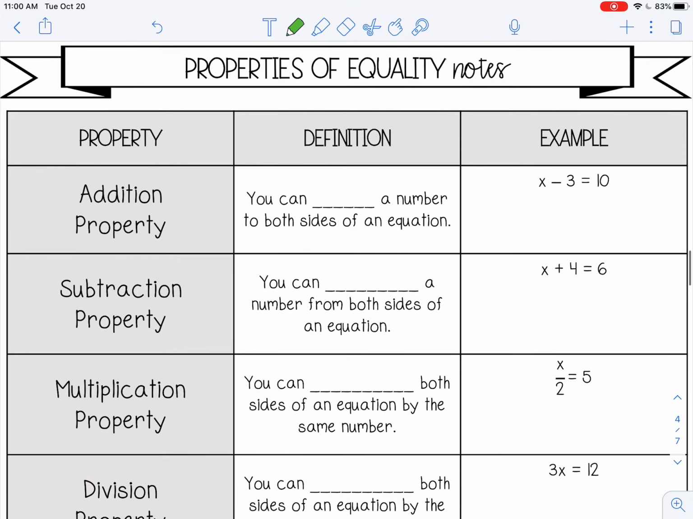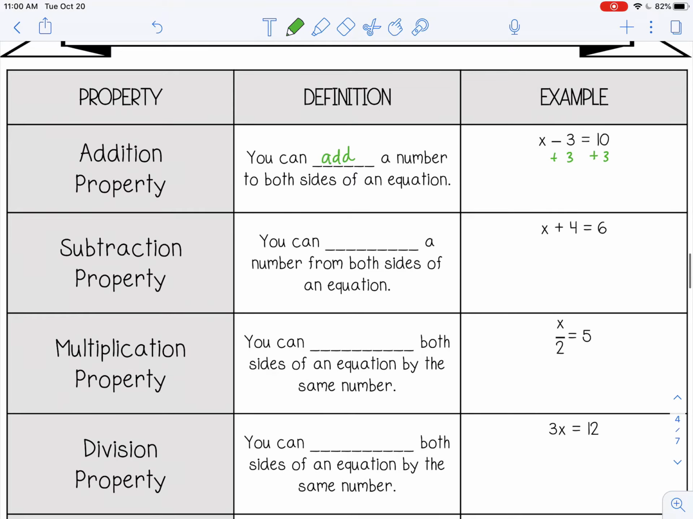So the first one is the addition property, and that says that you can add a number to both sides of an equation and it still keeps the equation true. So for example, when you're solving equations, remember you do the inverse. So I can add 3, and that doesn't change the value of the equation. It still keeps that equation true because you did the same thing to both sides and you kept it balanced. The subtraction property is very similar, except it says you can subtract a number from both sides of an equation. So in this case, minus 4 still keeps the equation true.